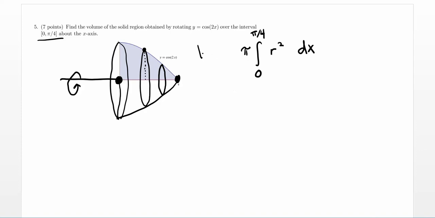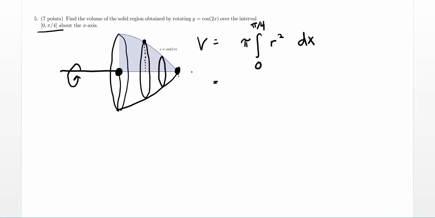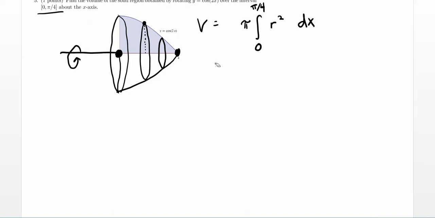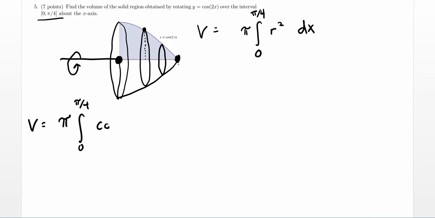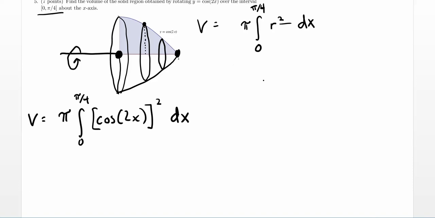So our volume is going to be equal to, let me write this out here, pi, the integral 0 to pi/4, and our radius function is just cosine 2x, but we have to square that by the formula, dx. So now they're just asking you to integrate this thing. But you have to use an identity.